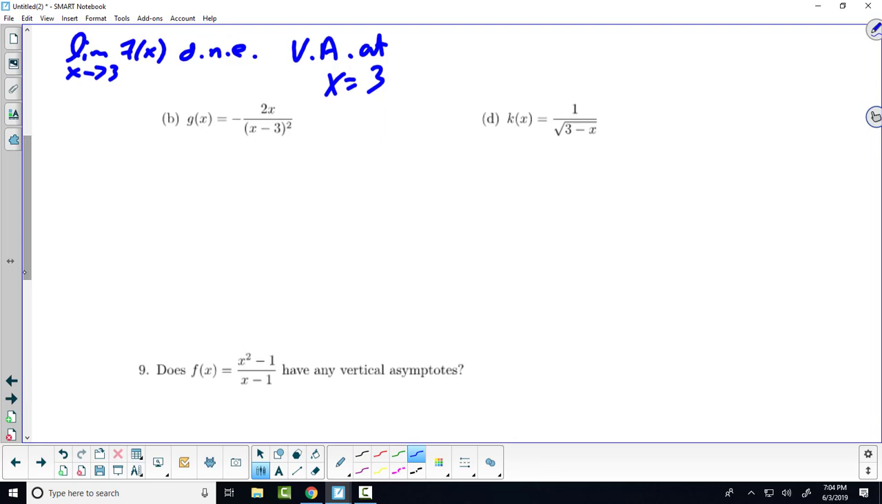All right. Similar problem. Okay. I'm going to go ahead and look at the limit as x approaches 3 from the right. And it doesn't matter where I put this. I'm going to move the negative sign up there. It'll just be a little bit easier to talk about as we do this problem. Okay. Negative 2x over x minus 3 quantity squared.